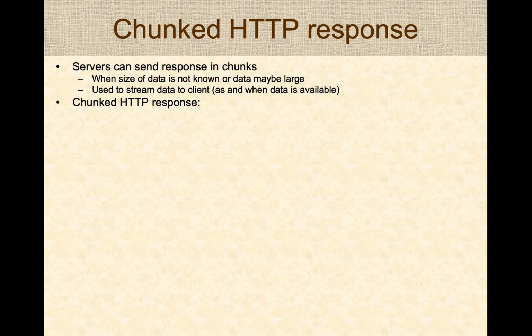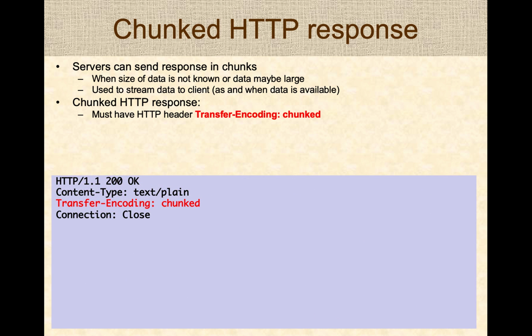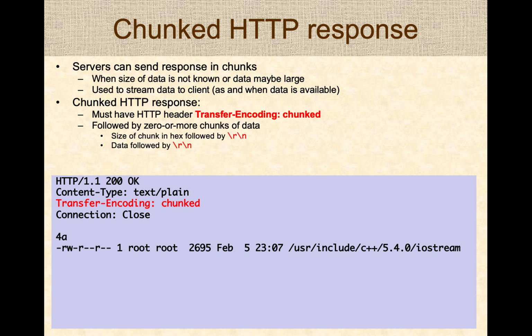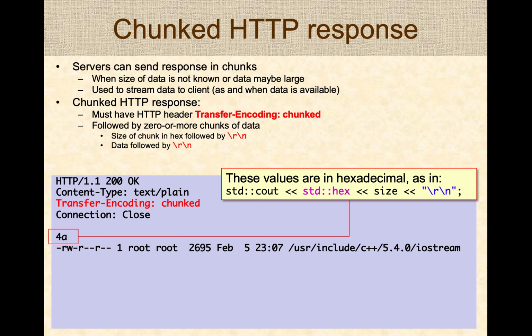A chunked HTTP response must have the HTTP header value Transfer-Encoding: chunked. Notice that the Transfer-Encoding: chunked is important. And then this header must be followed by 0 or more chunks of data. A chunk of data includes two fields. One is the size of the chunk, followed by the actual data for the chunk. So first, you should print the size of the chunk, followed by the data for the chunk. Notice that here the size is in hexadecimal, so you should print the size of the data of each chunk in hexadecimal, and you can use the std::hex modifier in C++ to do that. And this size should be exactly the number of bytes in the data being sent in that chunk.